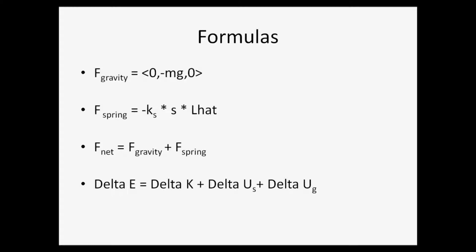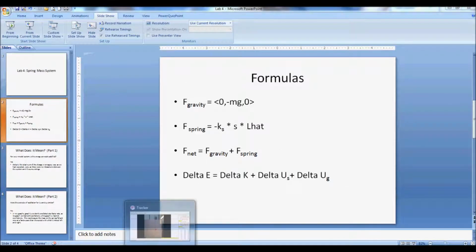The force of gravity is equal to the vector 0, negative mass times the constant g, 0. The spring force is equal to the negative spring constant times S times L hat, and the net force is equal to the sum of the two forces.